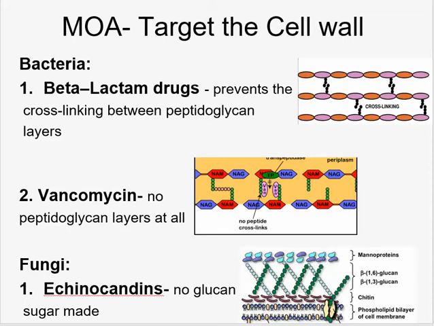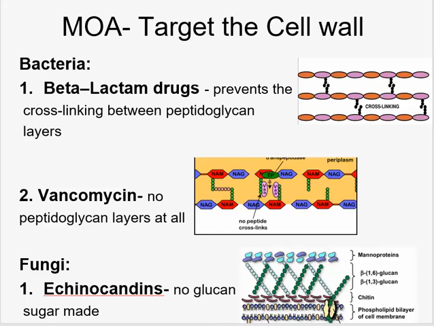Another group of anti-cell wall drugs are against fungal cell walls. It's referred to as the chitin cell wall, but it's actually got several different sugars in it. One of the major sugars found in the chitin cell wall is a type of sugar called glucans, a couple of different types of glucans. And there's a group of antifungal drugs called the echinocandins, or you'll hear them called the candins for short. And they're going after that fungal cell wall specifically.